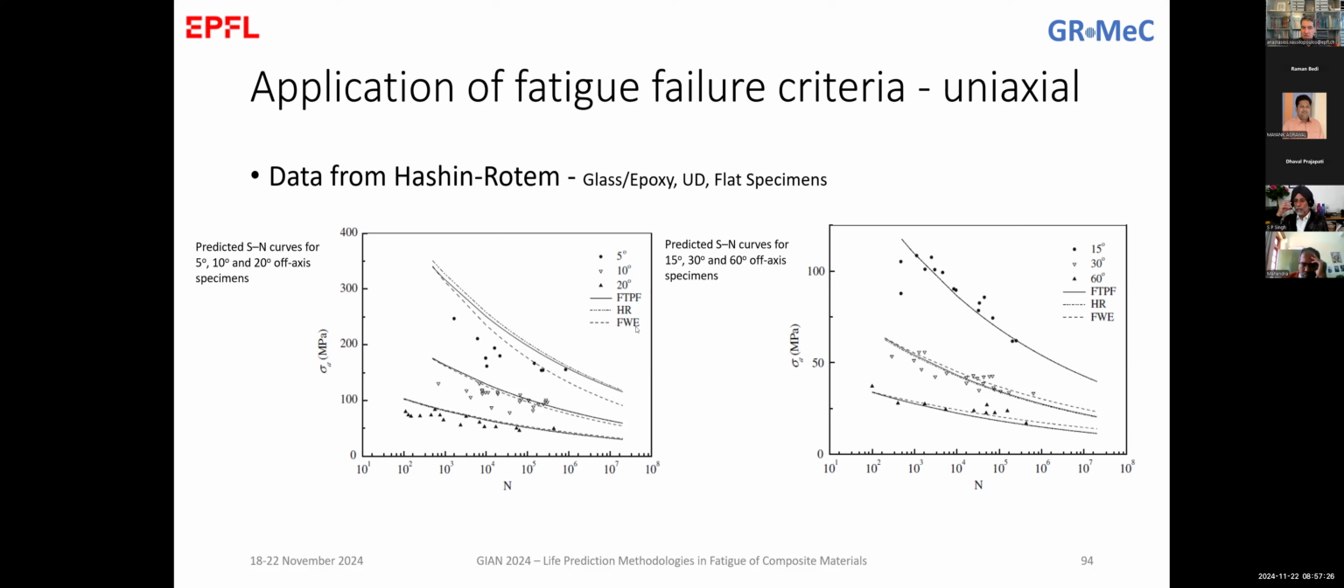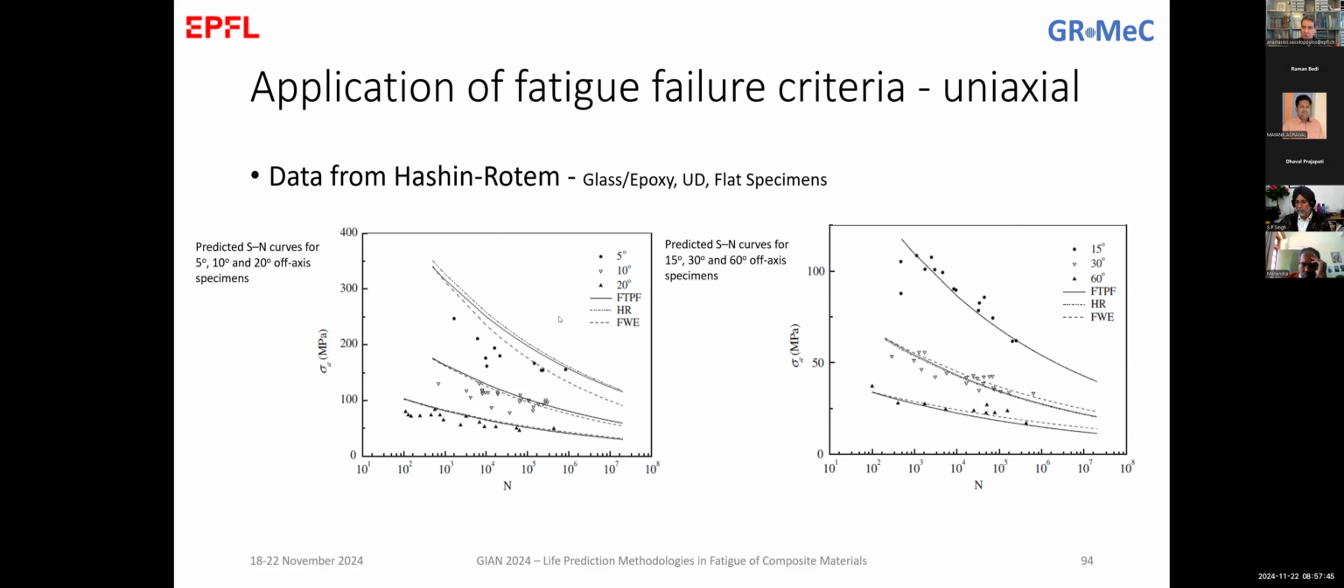we need to define a reference curve that is then used to normalize the fatigue data of all the other curves. And in this case, the reference curve was the 15 degrees. That's why here in the 15 degrees, you don't see any prediction from Fayaz and Elin.